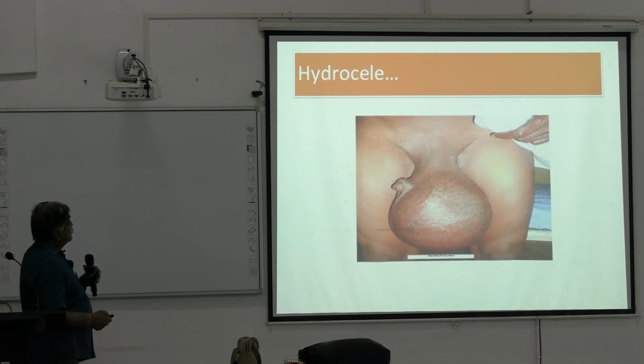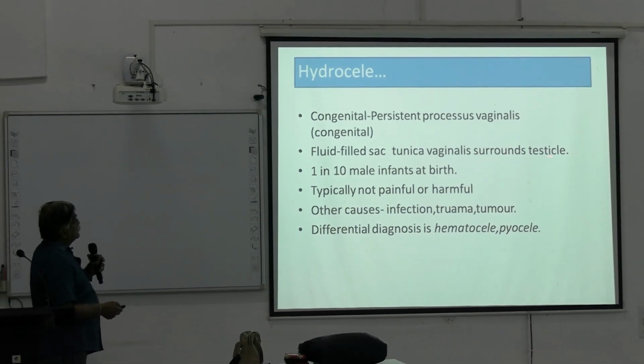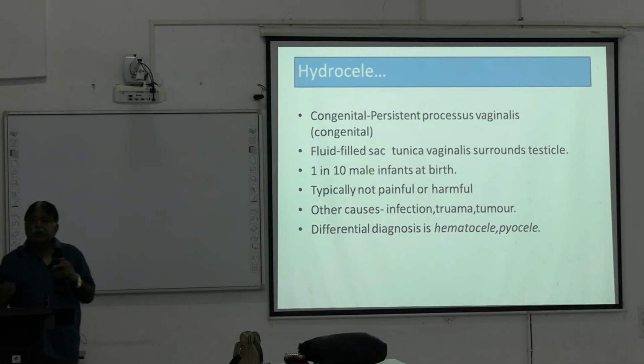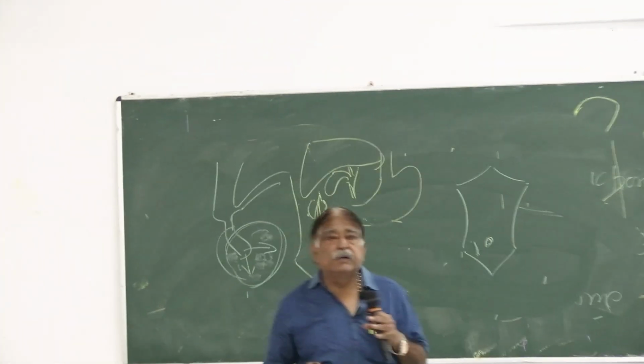Now, hydrocele. A picture of hydrocele. Hydrocele is congenital, due to persistent processus vaginalis. It is a fluid-filled sac, the tunica vaginalis surrounding the testicles. It occurs in 1 in 10 male infants at birth, typically not painful or harmful. Other causes are infection, trauma, tumor. Differential diagnosis is hematocele, pyocele. This you will encounter in any hydrocele you see. These are the pictures.